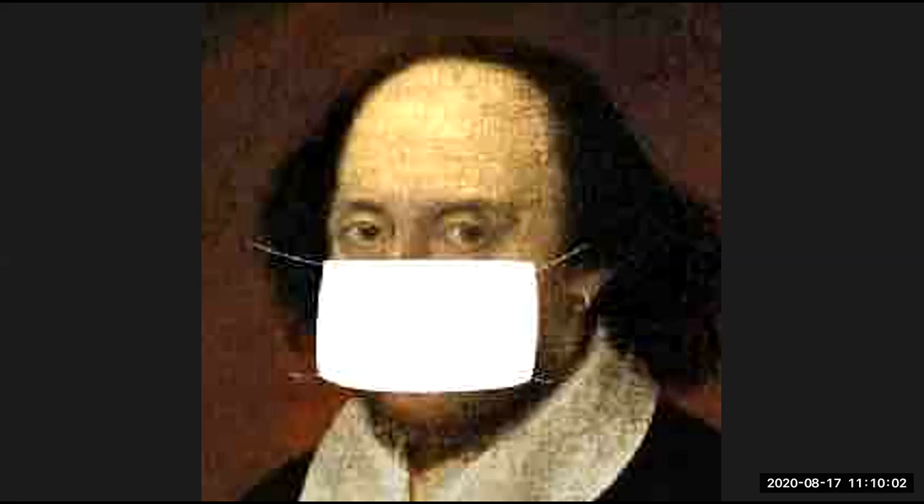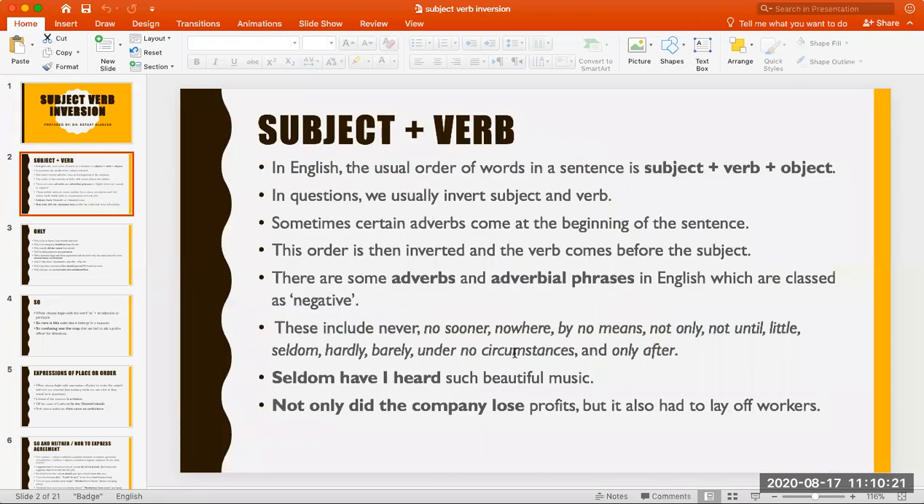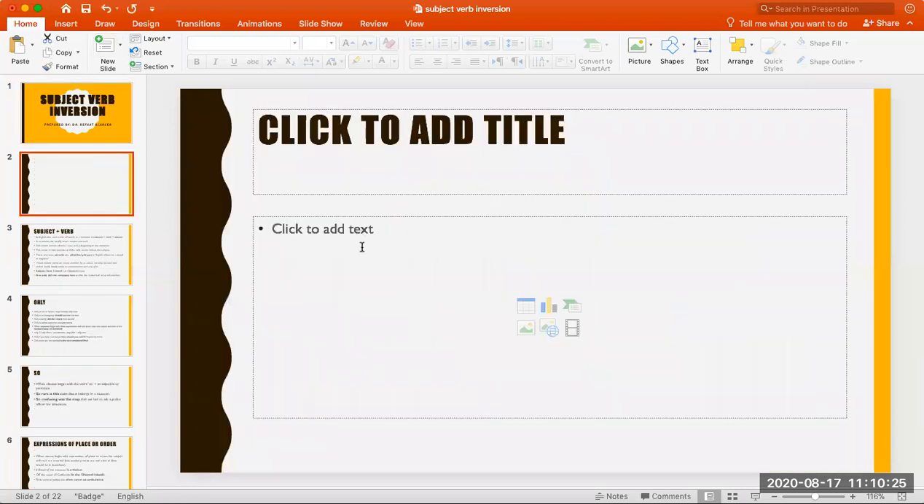Probably I mentioned it in passing previously. This is a grammar topic called subject-verb inversion. And when we talk about subject-verb inversion, it happens when the verb, mainly the auxiliary verb, comes before the subject.